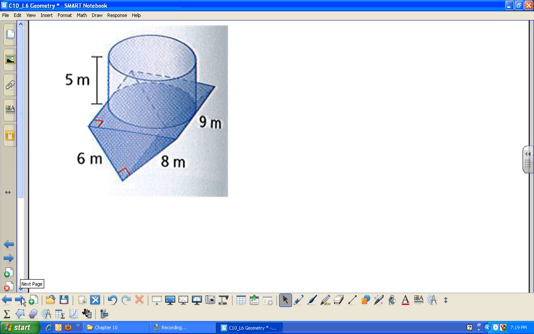Now when I'm looking for the volume of a compound figure, I have to first find the volume of my cylinder, and then I also have to find the volume of my triangular prism. So when I'm looking for the volume of my cylinder, my diameter here is going to be 9. So if my diameter is 9, r is going to be equal to 4.5. And the height is equal to 5.